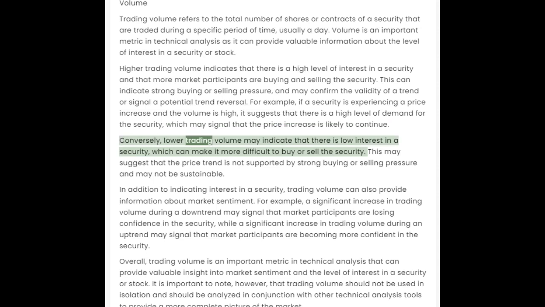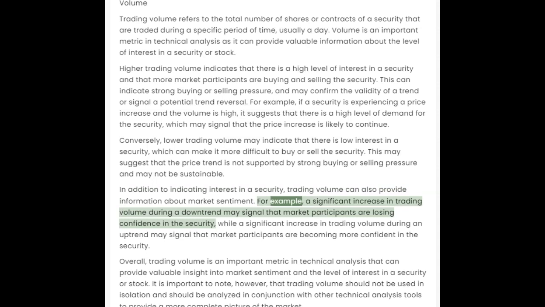Conversely, lower trading volume may indicate that there is low interest in a security, which can make it more difficult to buy or sell the security. This may suggest that the price trend is not supported by strong buying or selling pressure and may not be sustainable. In addition to indicating interest in a security, trading volume can also provide information about market sentiment.